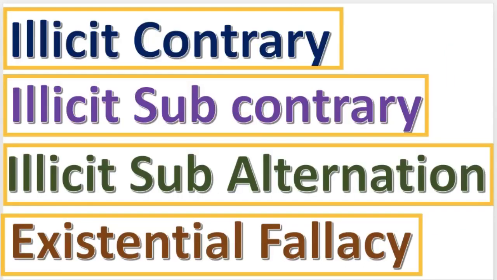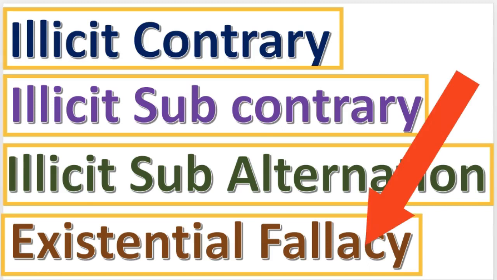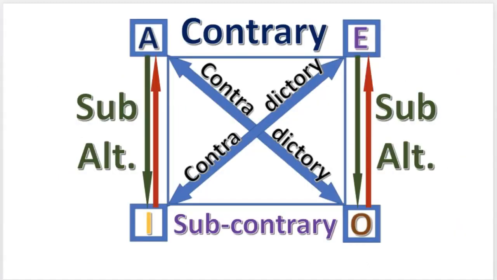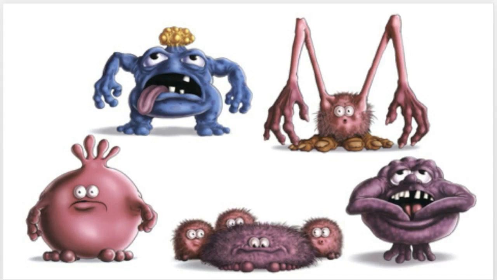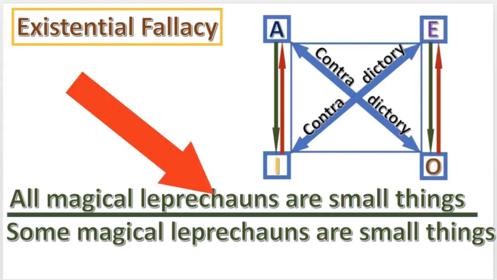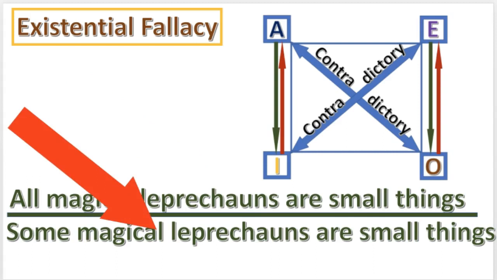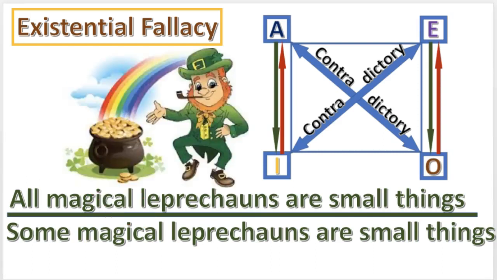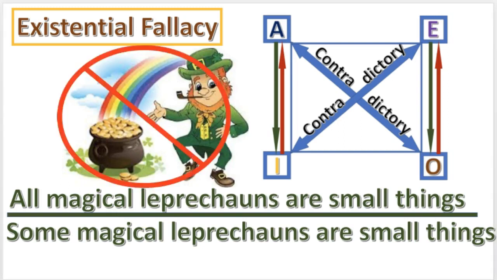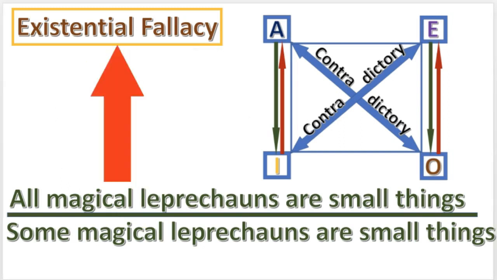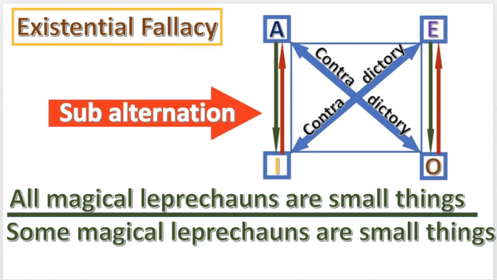And finally, the existential fallacy. This fallacy occurs when the relations are applied to things that do not exist. For example, the premise and conclusion here are statements about magical leprechauns, and since magical leprechauns do not exist, the existential fallacy is committed, even though the subalternation relation was applied properly.